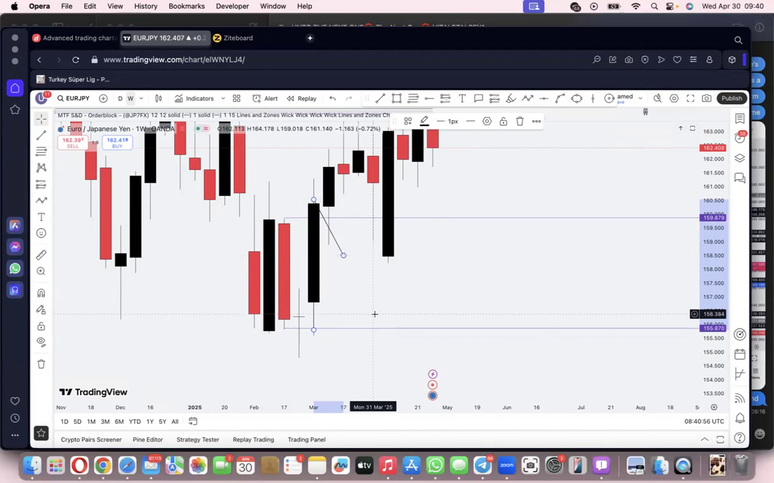I hope I'm making sense. So this is where we say I'm bullish for the whole week, I'm bullish for the whole month. I'm not looking for any sell. I only look out for continuation to keep buying.